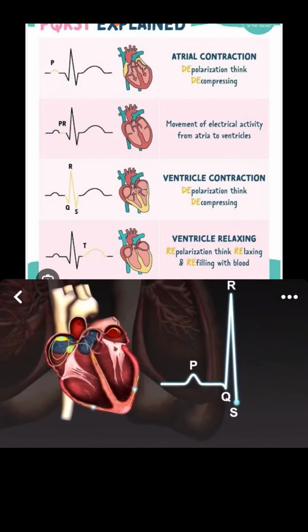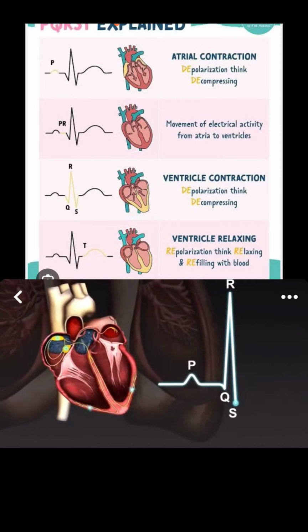The QRS complex is much larger than the P wave because the ventricles are much larger than the atria and so produce more electrical activity. Most of the QRS complex represents depolarization of the left ventricle, which has much greater mass than the right.